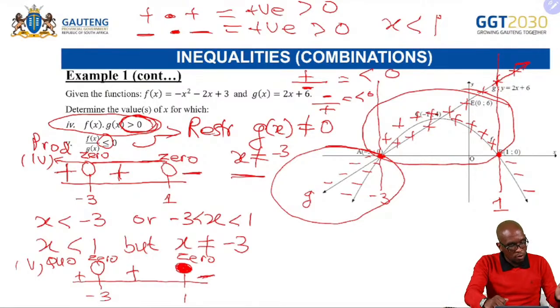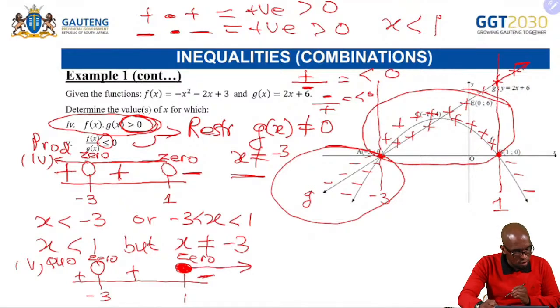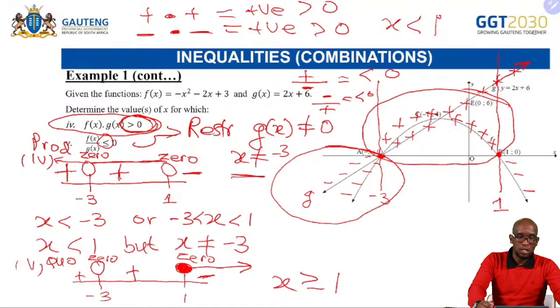According to the question, we want the combined effect where the two graphs have opposite signs, giving a negative quotient. So we are interested in this side of the solution. It occurs when x is greater than or equal to 1. That is where we get the solution for f of x divided by g of x.